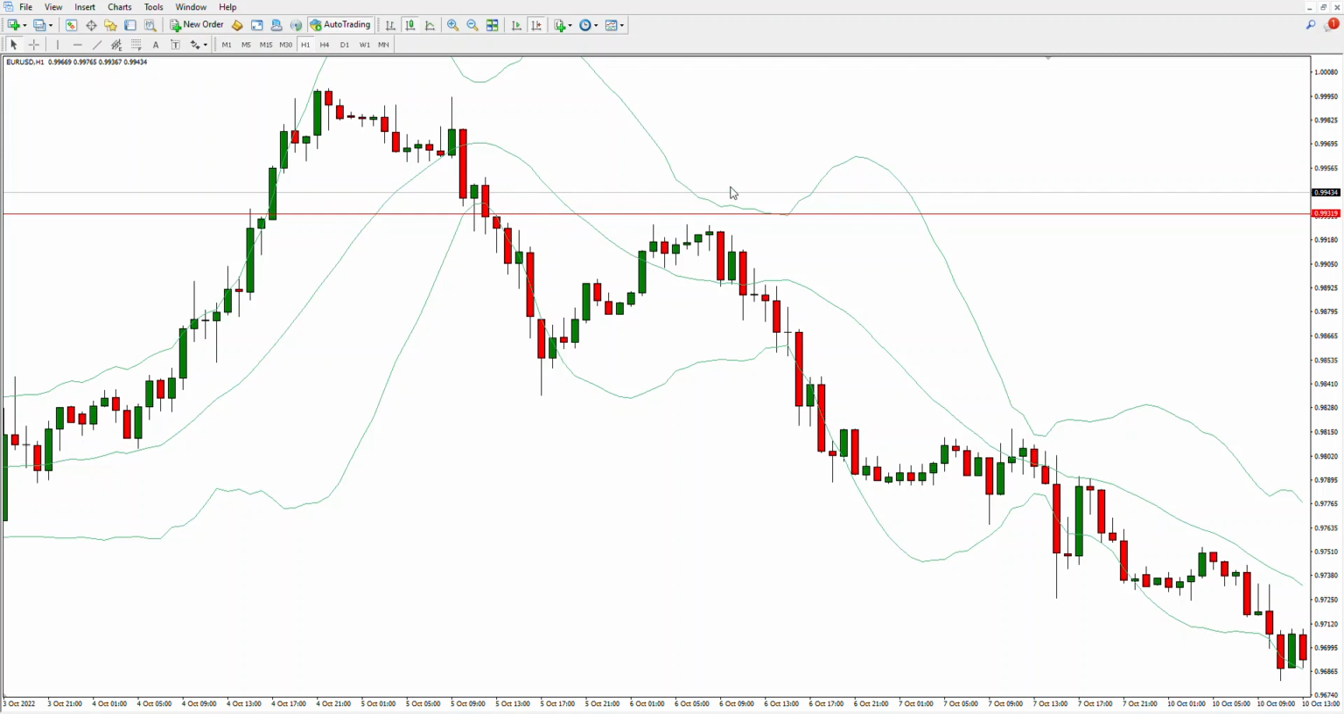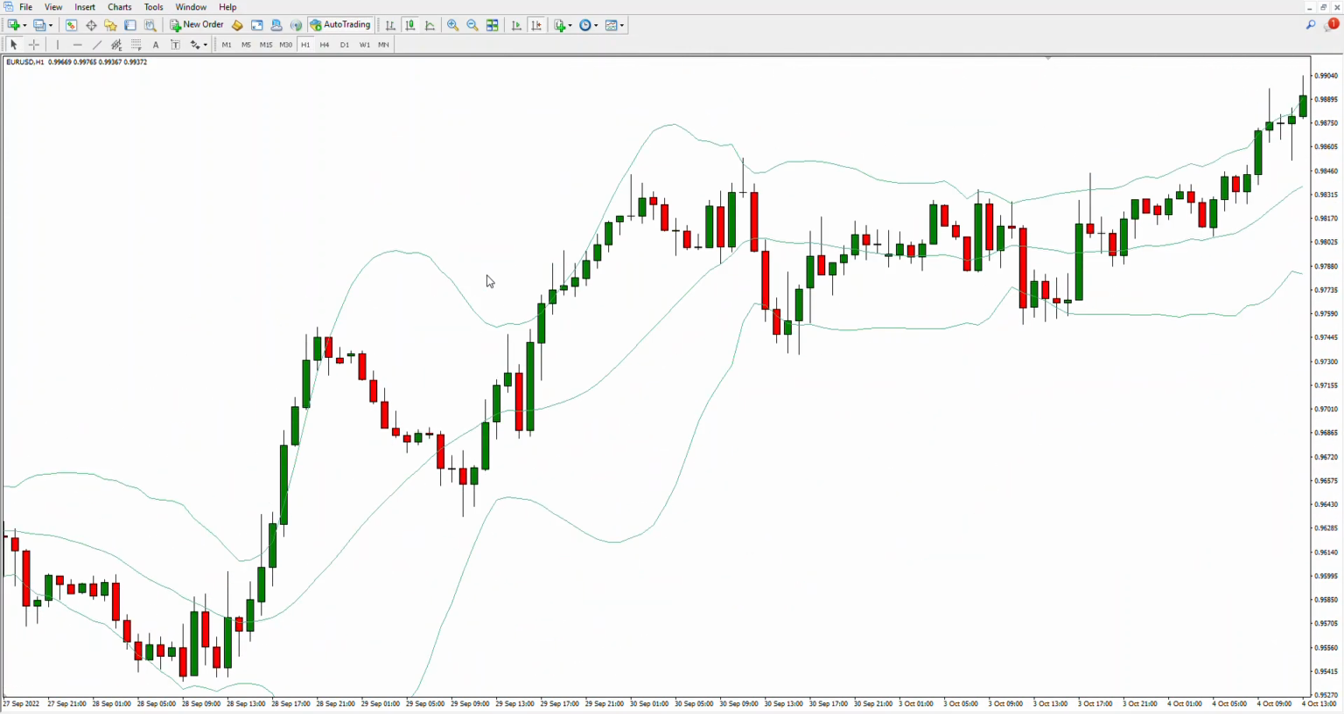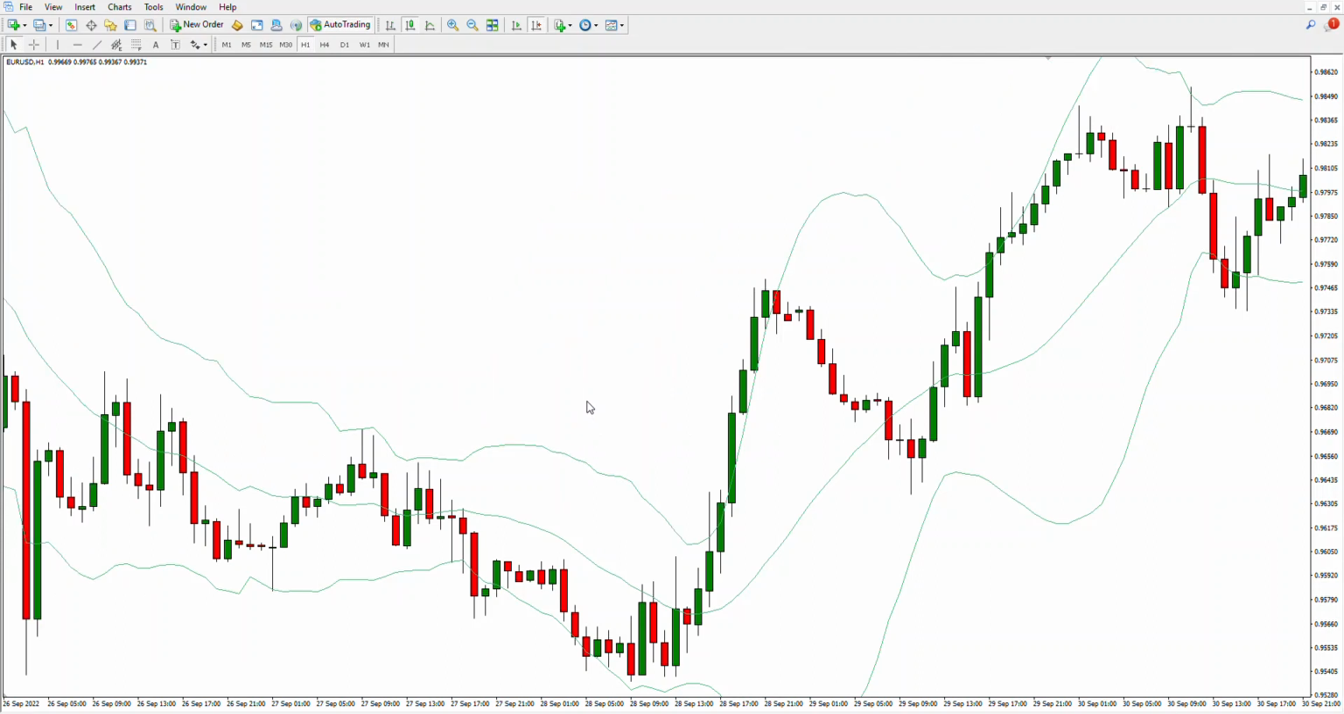Perhaps using the upper band in this instance for stop loss would have been ideal because it gave the trade more breathing room. Either way, that was a good trade, as was this one here. The hardest thing about the Bollinger Bands is defining when to use it for reversals and when to use it for breakouts.